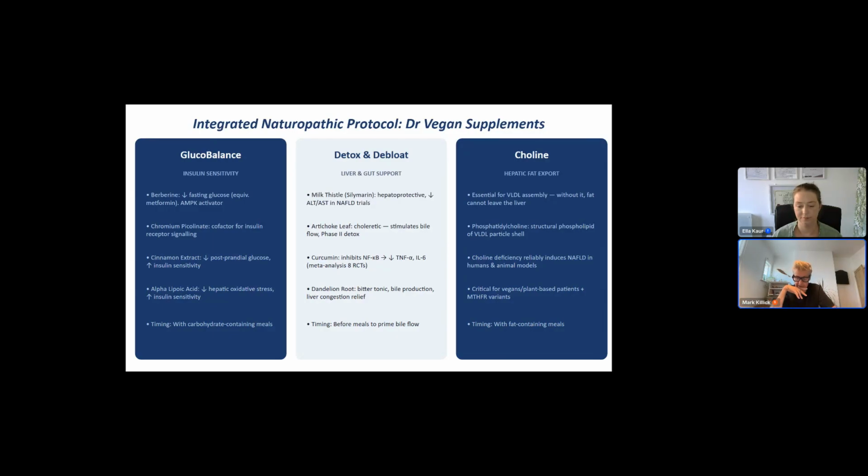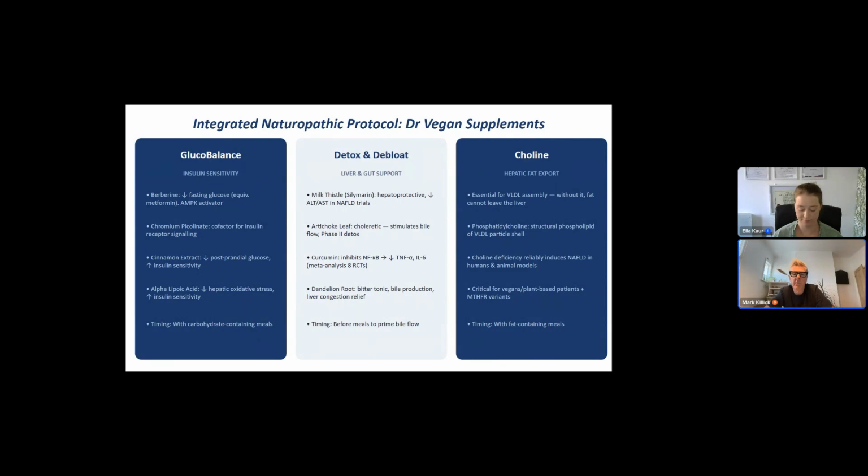Detox and debloat addresses what I think of as the liver's capacity under pressure. So the liver is dealing with excess palmitic acid. It's a 16 carbon fatty acid that the liver will make in de novo lipogenesis, and that's directly pro-inflammatory. And if we get that with LPS from a dysbiotic gut, and compromised phase 1, phase 2 detoxification, this formula will support the liver's ability to handle that burden and protect itself during that metabolic recovery process.